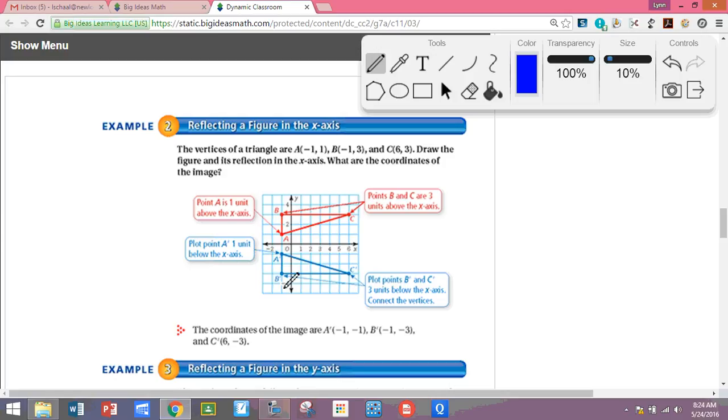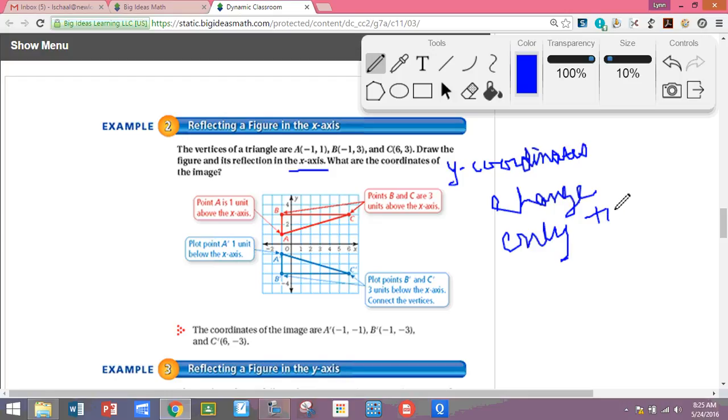Now, some of you struggle sometimes with writing it x comma y, making sure you're using the right values. Don't rush through that. Make sure you do that correctly. So that's essentially what you're doing. When you're reflecting along that x-axis, only the y-coordinates change. The x-coordinates stay the same, and the y-coordinates change to their opposite.